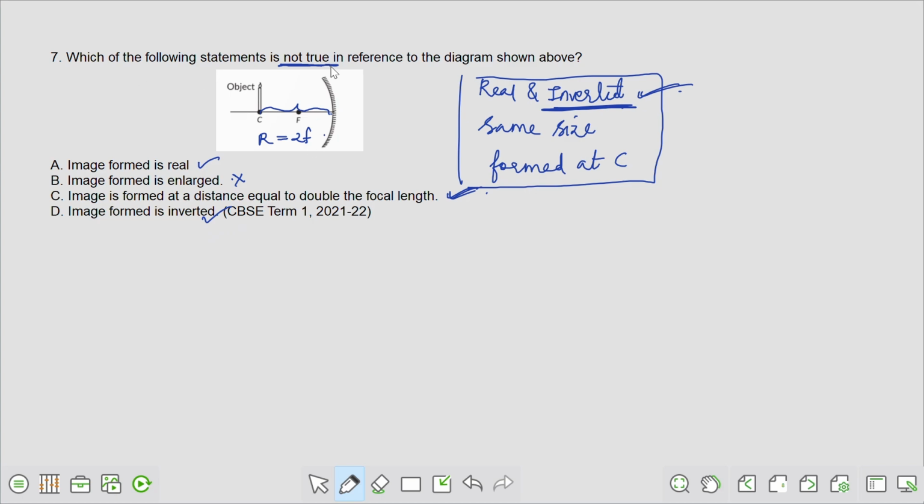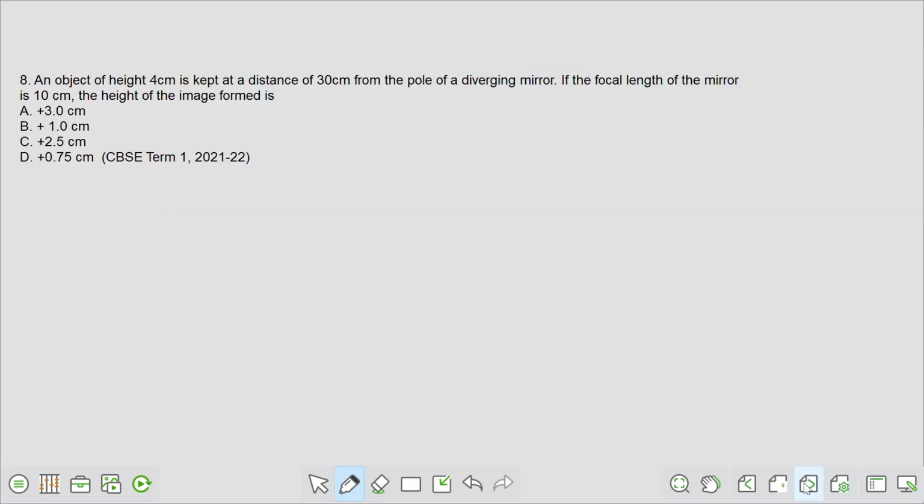But as per the question, we have to find not true. So which is not true? Option B. So the right answer is option B. Next question.